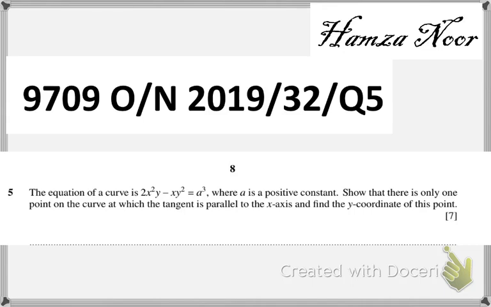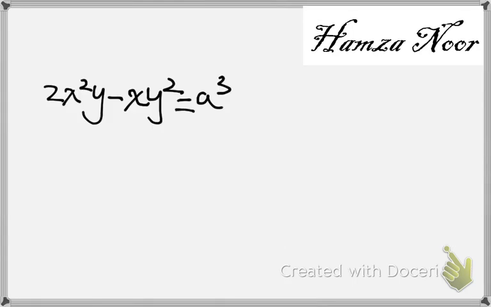So the first thing asked here is about the tangent. We need to find the dy/dx function, and since this is a combination of x and y variables, it is an implicit function and we need to apply the method of implicit differentiation. So let's start. The equation is 2x²y − xy² = a³.